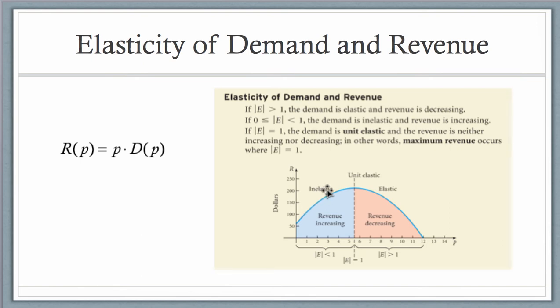If I have something that is unit elastic, if my demand is unit elastic, then the revenue is not increasing or decreasing. So that means that's where I'm going to hit my maximum for the revenue function. What that means is to increase the revenue, we're going to raise the price if my demand is inelastic and lower the price if my demand is elastic.